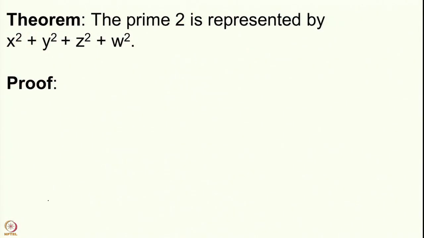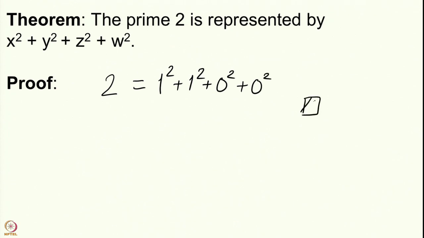Once again, because the form is multiplicative, all you have to prove is that all primes are represented by this form. It is easy to see that 2 is represented by this form. The prime 2 is represented by this form and that is a very simple proof. We have that 2 is 1 squared plus 1 squared plus 0 squared plus 0 squared, that is it. So, 2 is represented by this form and now the only thing we need to do is to show that every odd prime is represented by this form, which is x squared plus y squared plus z squared plus w squared. We will prove this in the next lecture.